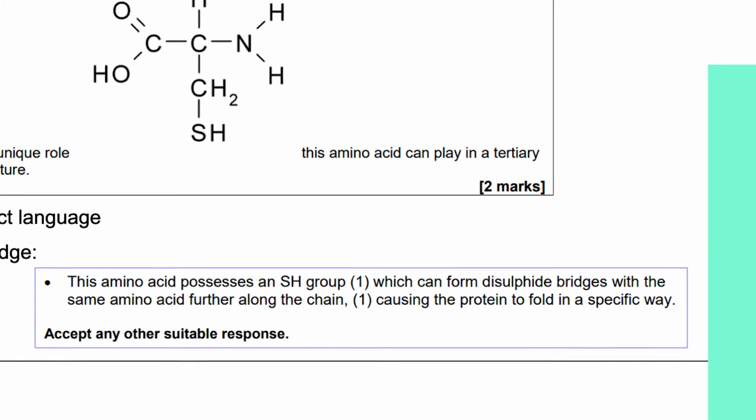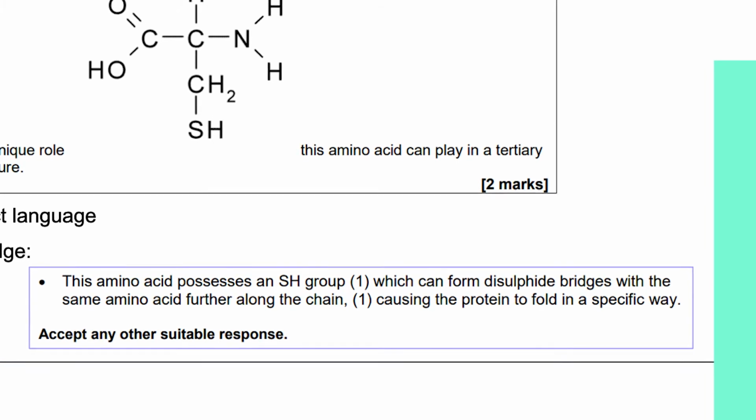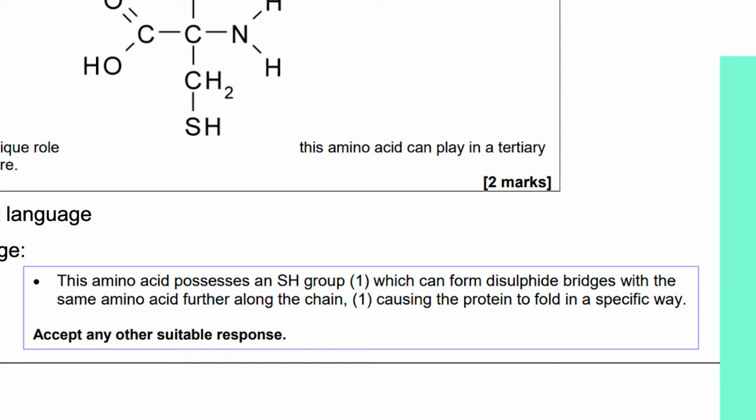When applying the knowledge to this question, the main thing to identify is the SH group within the amino acid. This can then be linked to disulfide bridges, which play an important role within the tertiary structure of proteins. These two statements together would achieve the 2 marks as identified within the mark scheme.